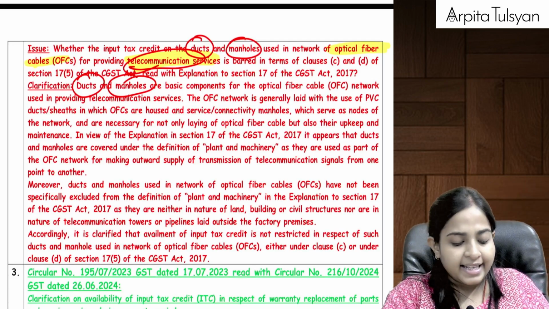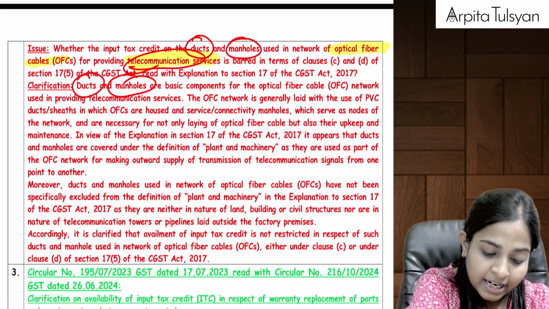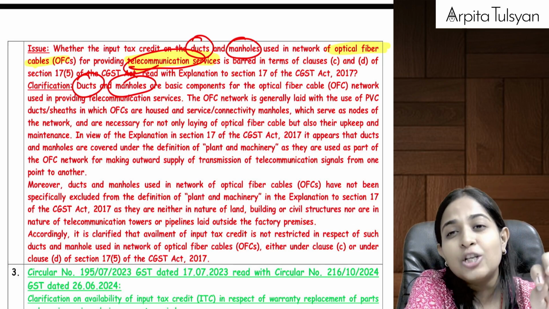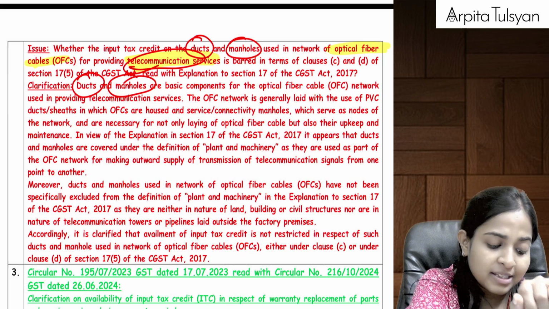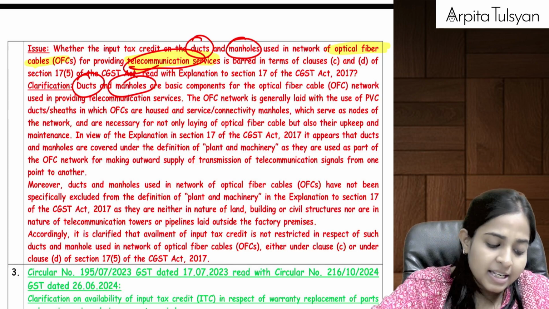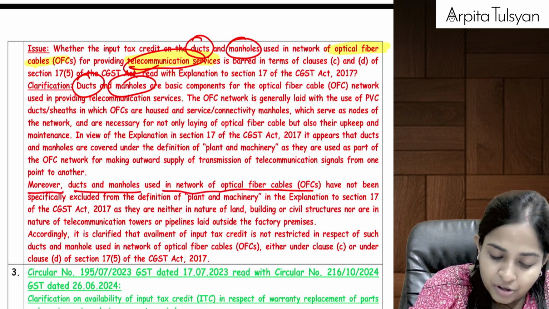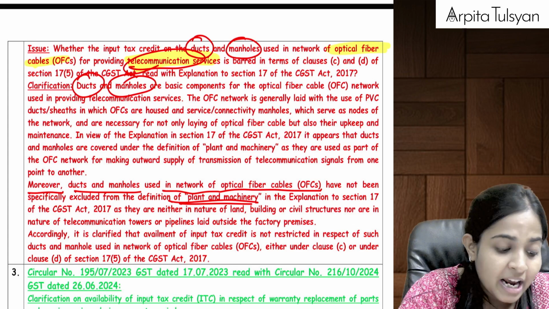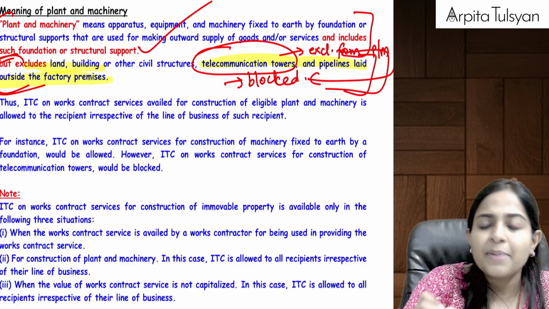Now they are not telling that they are constructing a telecommunication tower. They are going to provide telecommunication services only. But they are making use of some ducts or manholes. If they are making use of some ducts and manholes, now they are asking what about its ITC? What about the ITC on the same? So see what they are telling us here. Moreover, ducts and manholes used in network of optical fiber cables have not been specifically excluded from plant and machinery. Plant and machinery included everything, except for these things, and ducts and manholes are not excluded.